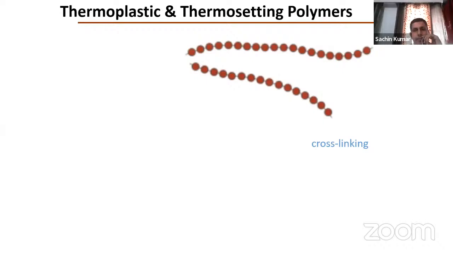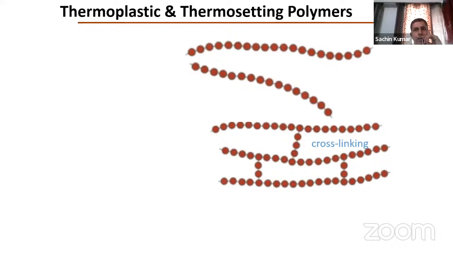Then when we introduce cross links, the movement of these materials is significantly reduced. And with cross links, the energy required to break the cross link is equal to the energy required to break the main chains. So that is why they prefer to degrade instead of melting. That is why they call it a thermoset.